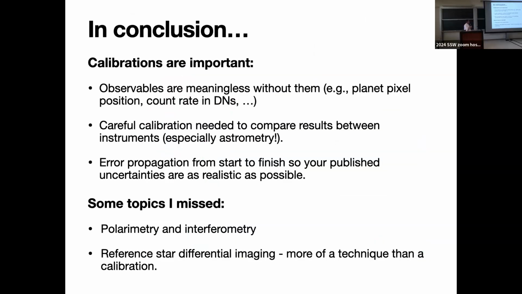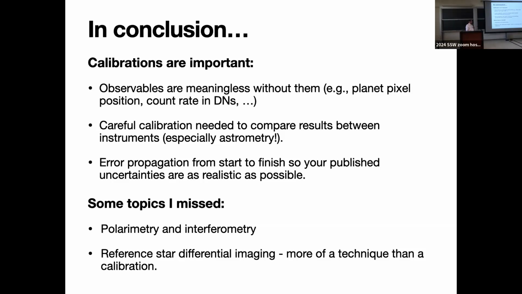So in conclusion, I just hopefully made the point that the calibrations are important and that actually the observables we measure directly in our image are meaningless without them, right? So the planet pixel position doesn't mean anything, nor does the count rate in data number. It's what you do with that number and how you combine it with your information about the host star, which is important. Careful calibration is needed to compare results between instruments.